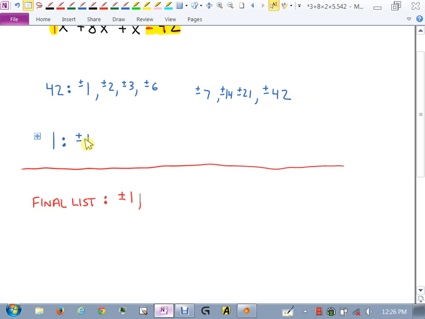Now, what if this had had a 1 here and then a 2, though? Let's just say this also had a 2. It doesn't, but what if this had also been plus or minus 2? Then you would have to do what? 1 over 2, which is 1/2. Then you'd have to do 2 over 2, which is 1. You already have 1 in the list. 3 over 2, which is 3/2. So you'd have to put that in your list. 6 over 2, which is 3. We already have 3.